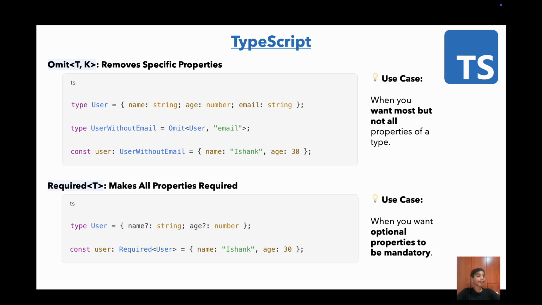So now over here the use case for this is when you want most but not all properties of a type. Alright, so now we're going to learn about the Required<T>, which makes all properties required. So we have type User over here, which equals name, which is optional, and we have age, which is optional. So what this Required<User> does is it makes all of these required to fill out. So this actually only gets one argument, which is the type, and makes all of the properties required.